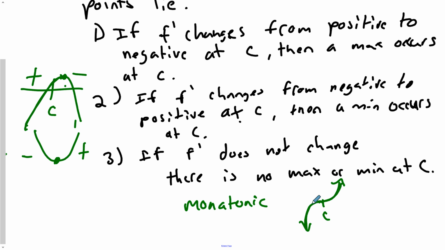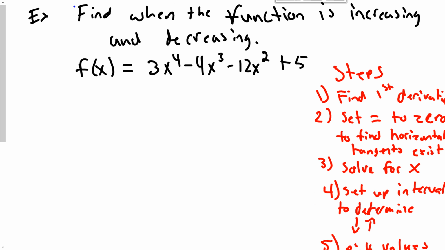So if that happens, there is no min or max at C. It's called monotonic. So the first thing you're going to do, here's an example, is take the derivative, just like we have been doing. And just like in 3.1, we're going to set that derivative equal to 0. So let's go ahead and take this derivative, set it equal to 0, and then solve.